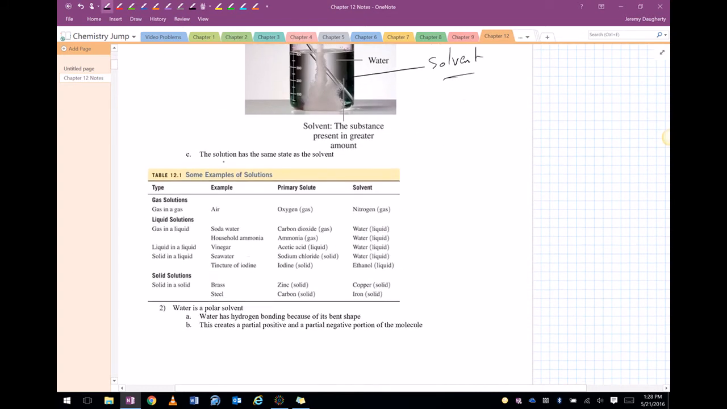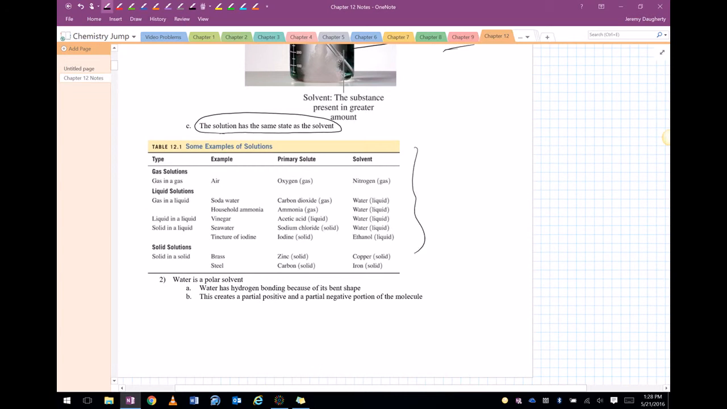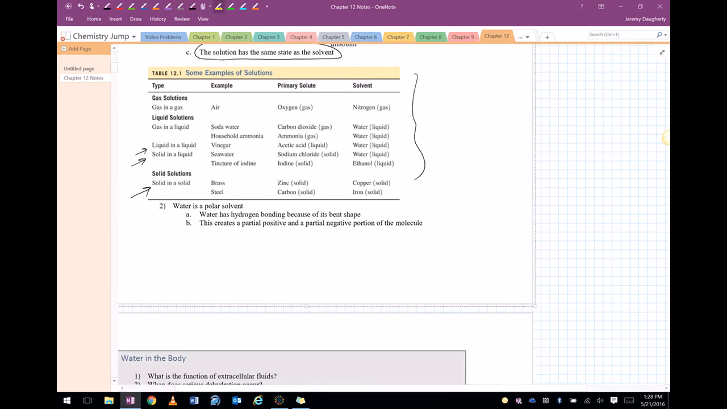The solution typically has the same state as the solvent. And here you can see some examples of a solution. It doesn't have to be just a solid in a liquid. It can be a solid in a solid. It can be a liquid in a liquid. We know that water is polar, we learned that earlier, and so it's a polar solvent. It has very strong hydrogen bonding, and that is one of the reasons why water is a universal solvent. It's the most common solvent because it has that really strong hydrogen bonding. You'll see where that comes into play a little bit further down in the notes.